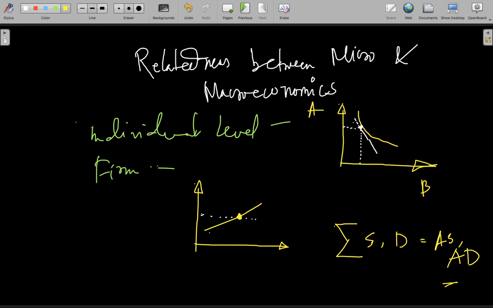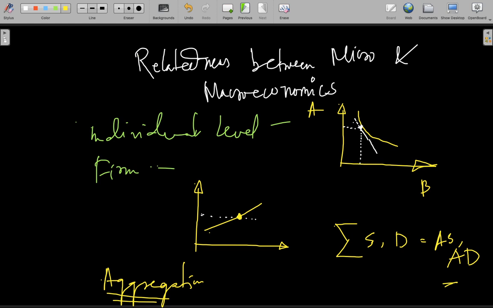So macroeconomics is basically, to understand it, we can say it's economics with aggregation. Aggregation is the term. You aggregate things to reach from micro to macro.